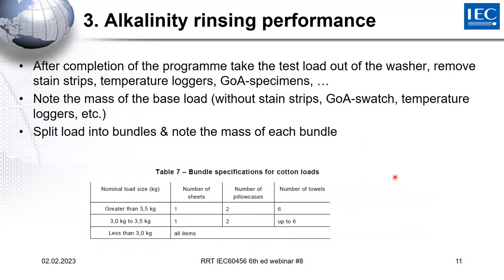Okay, now we come to the alkalinity measurement. After the completion of the program, you have to take out the load of the washer. You remove, as I said, the stain strips, the gentleness of action specimens, temperature loggers, anything else you have in. And then you weigh the base load, of course, without all of the specimens. Now the important part comes: you have to split the load into bundles. As we will use larger loads than 3.5 kilogram, each bundle will consist of one sheet, two pillowcases, and six towels. I will give you an example in a few minutes of how this will look.